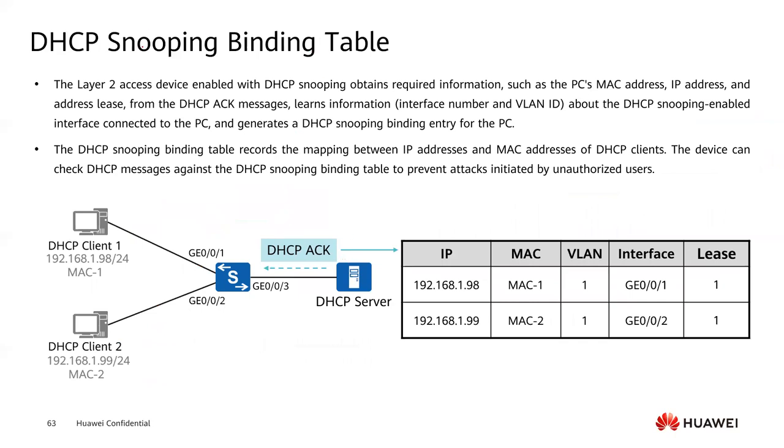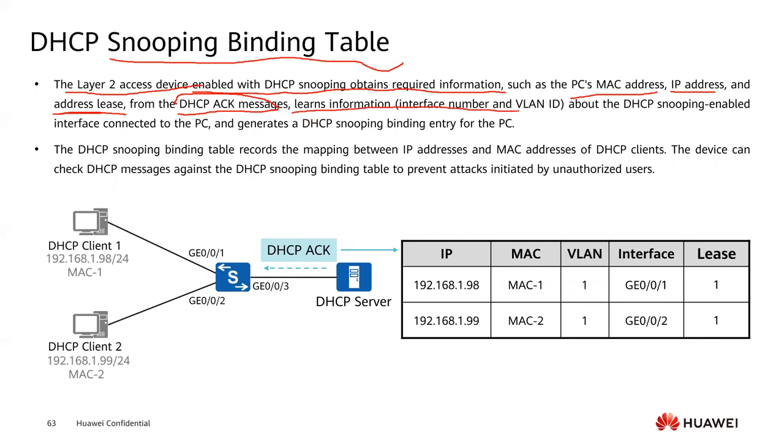And then is the DHCP binding table. The layer 2 access device, normally the switch, enabled with DHCP snooping obtains information such as the PC's MAC address, IP address, and address lease from the DHCP ACK messages. Notice, it means DHCP ACK messages will include the PC's MAC, IP address, and lease. I mean the lease time.